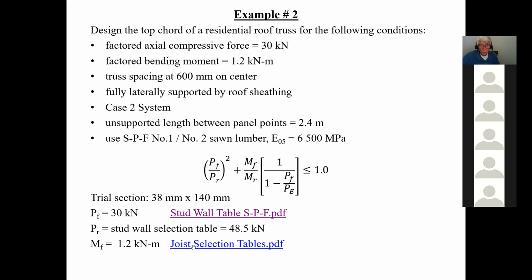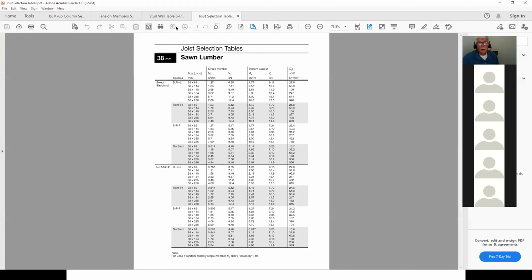So you go to the joist tables and you find your MR value. So here I come here and I look. I know that I happen to have SPF, okay? And I'm in SPF number 1, number 2. I have a 38 by 140. Is it a single member? Is it a case 1 or a case 2? Well, if I know I'm going to have sheeting, I know it's going to be nailed properly. Well, I know it's going to be a case 2. There's my MR value.